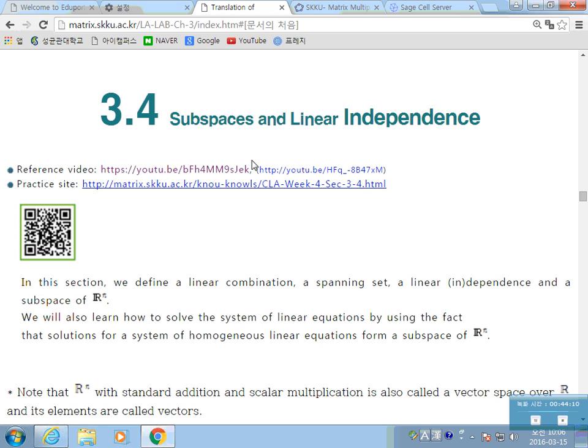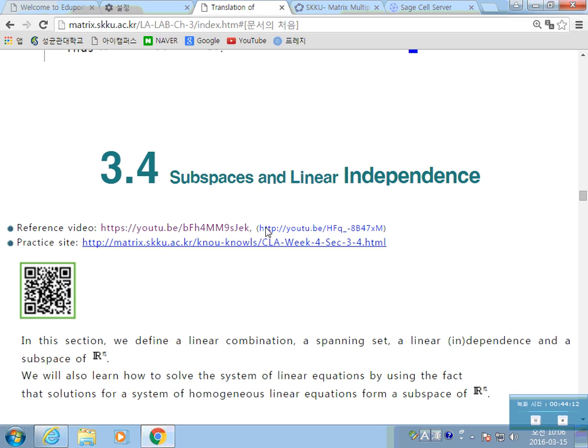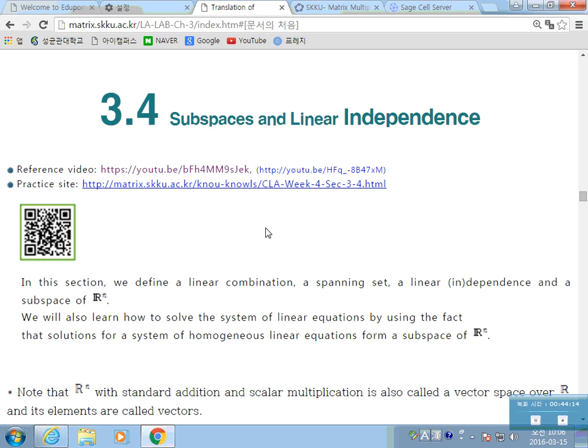Then next, subspace and linear independence. Okay, we will continue with the last part of this.